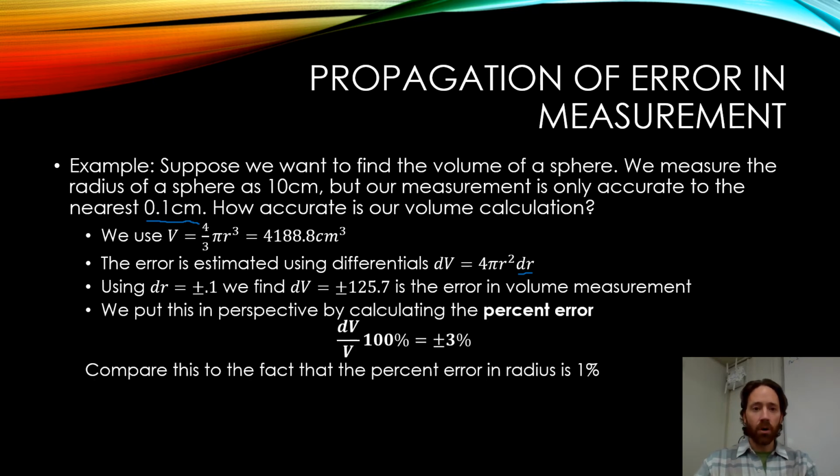Usually with the raw error, we don't really know how to interpret this number, but if we interpret it as a percent error, it'll give us a handle on how large this is. So the percent error is dV divided by V times 100%. In this case, it's approximately 3% error, and it's instructive to compare that to the percent error in radius. So dr divided by r, 1/10 of a centimeter divided by 10 centimeters, so that's only 1%. So the error in volume measurement almost triples compared to the error in radius measurement.